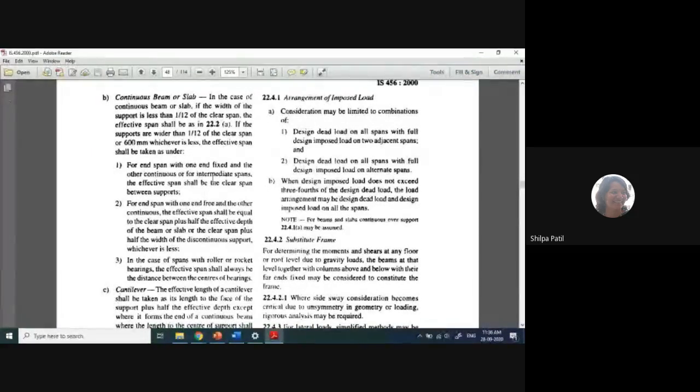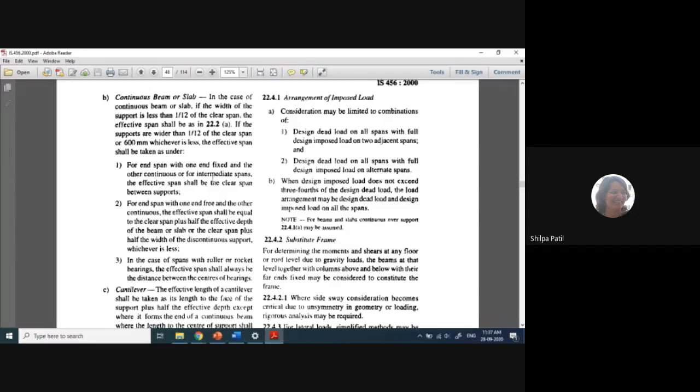For end span with one end free and the other continuous, the effective span shall be equal to the clear span plus half the effective depth of the beam or slab, or the clear span plus half the width of the discontinuous support, whichever is less. And in case of spans with roller or rocker bearings, the effective span shall always be the distance between the centers of bearings. Now, if you consider our case, first of all, find out what is L by 12.